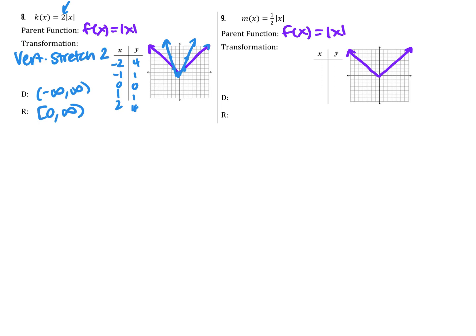I'm going to have you try number 9 on your own, but I'm going to suggest that since we're going to multiply things by 1/2, instead of using -1 and +1, you only use even numbers to make that a little easier. So go ahead and pause the video and work through this on your own.